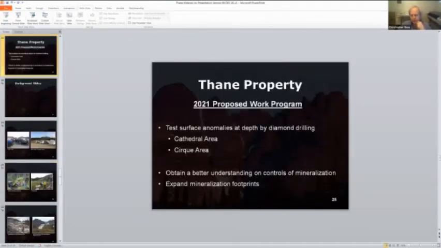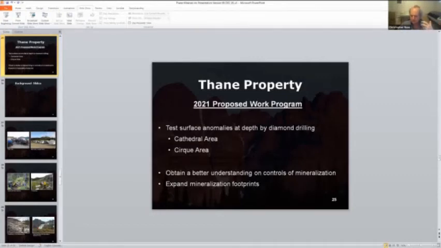So what we plan on doing this coming year: this past year, our work was focused on developing targets for drilling. And so next year, we're going to go in and target our areas at the Cathedral area. We also did some work over at the CERC, which is another area of mineralization just to the north. We've got potential drill holes there, as well as expanding the controls on mineralization.